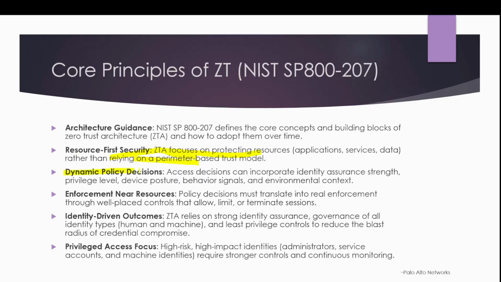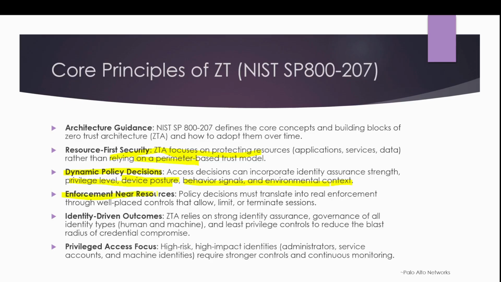Next thing is about dynamic policy decisions. Here the access decisions can incorporate identity assurance strength, privilege level, device posture, behavior signals, and the environmental context. So based on these criteria, we take the policy decisions. For example, what is the device status? Does it have very high vulnerabilities, or are they using an old operating system? We do not permit it, if it is not supported by the operating system owner. Because they are not supporting it, there are chances that there are more vulnerabilities on that OS. Once it gets inside the network, it will spread malware here and there.